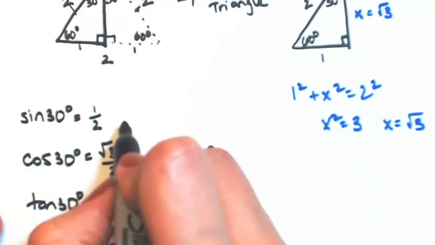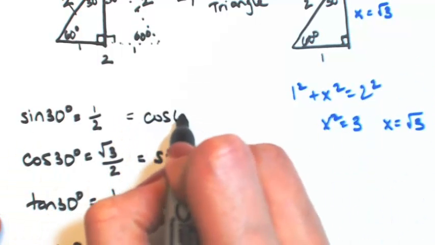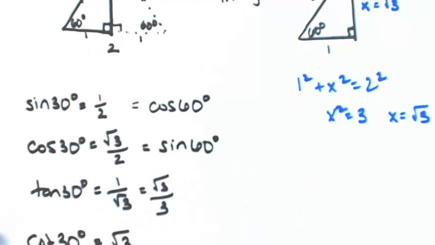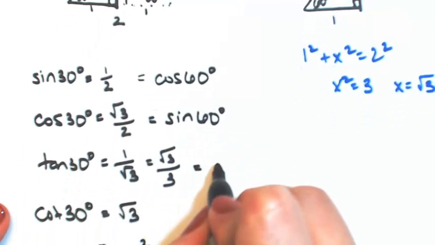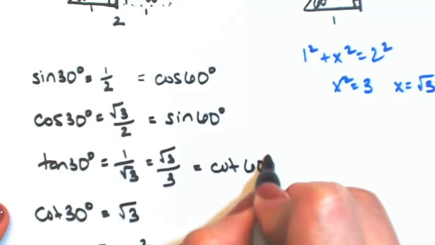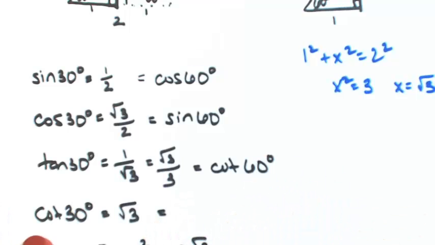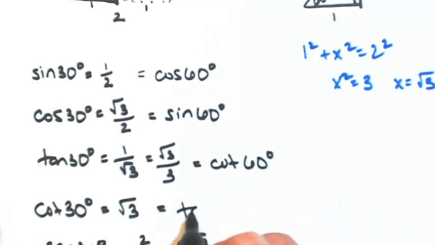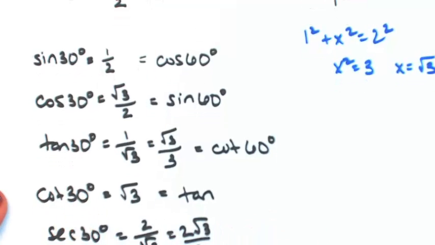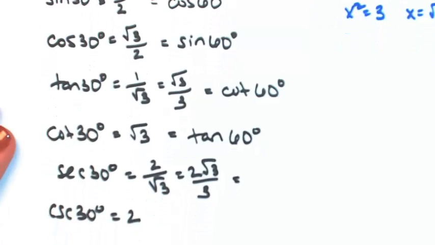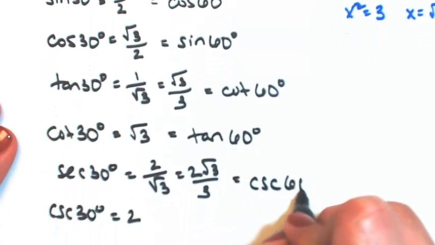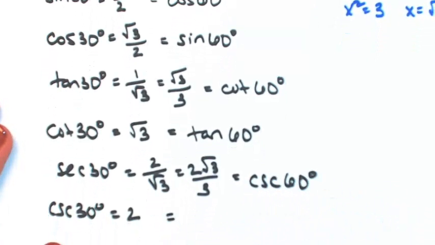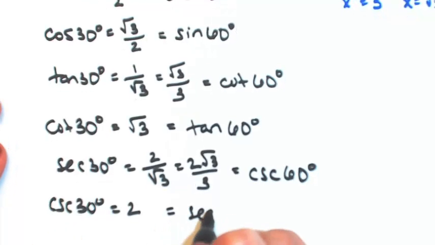So that means that the sine of 30 degrees will be the cosine of 60 degrees. Tangent of 30 degrees will be the cotangent of 60 degrees. Cotangent, tangent, complementary of 30 degrees is 60 degrees. Secant of 30 degrees would be cosecant of 60 degrees. Cosecant of 30 would be secant of 60 degrees.